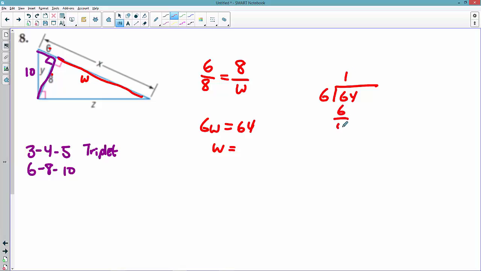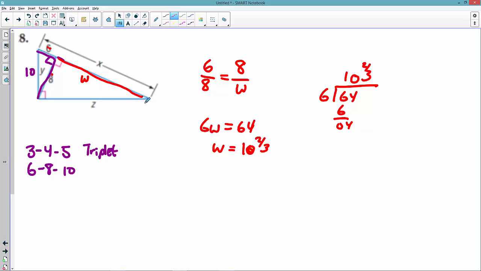One time. It does not go into 4, and I'm left with 2/3, right? So 10 and 2/3. I said to leave it improper too if you want to, that's fine. Doesn't really, yeah, I guess 10 and 2/3 is easier to deal with in this case, okay?